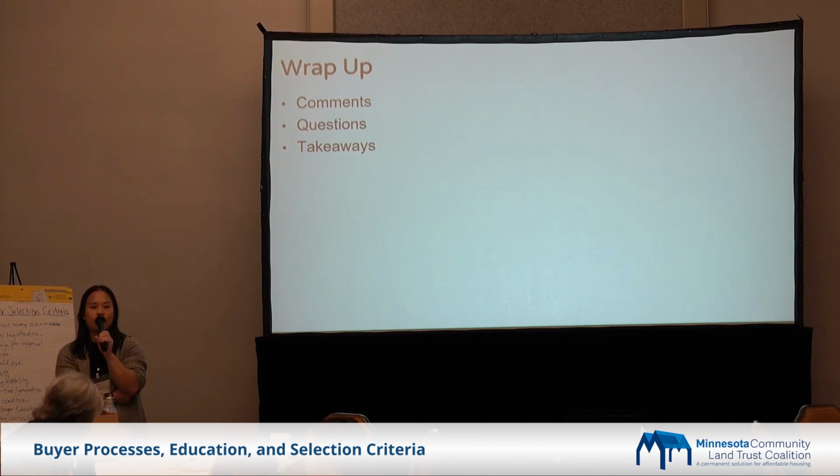So if you want to help out those who are in underserved populations, how do you do that while meeting the fair housing guidelines? Any ideas?